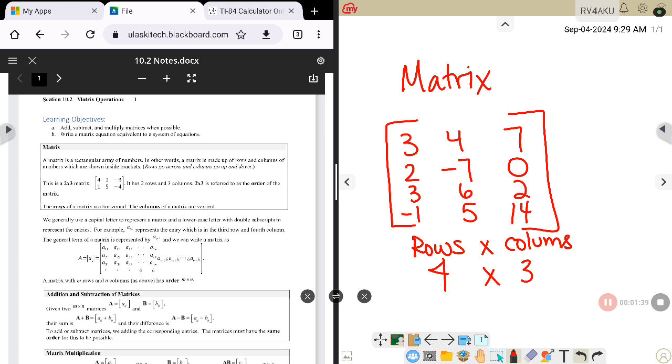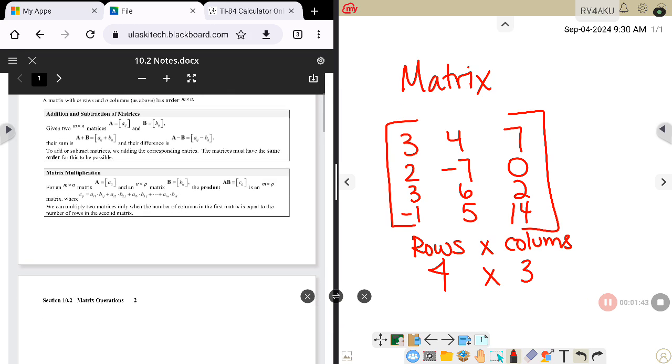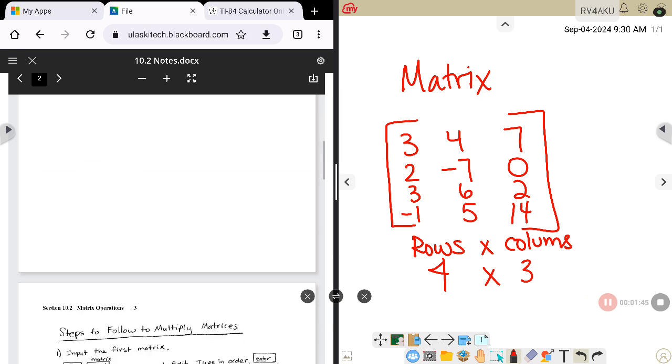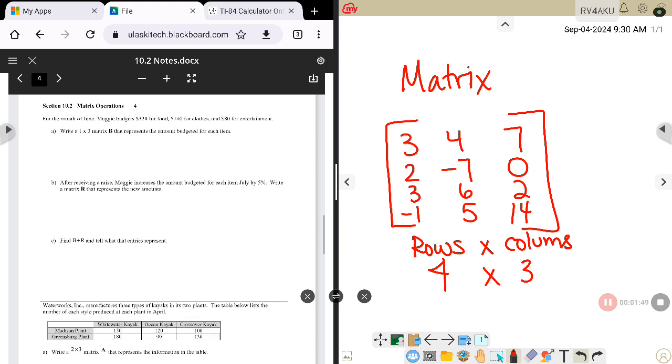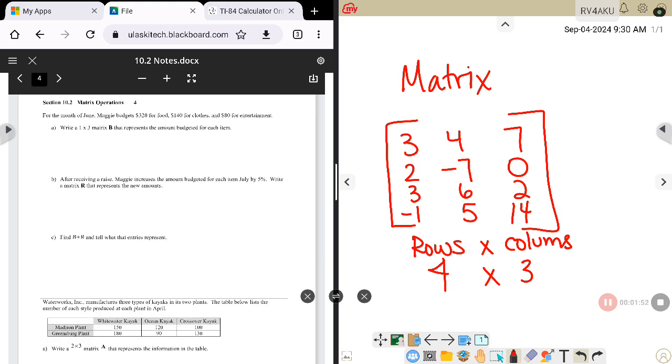So we are now going to use our matrix information to solve some problems.